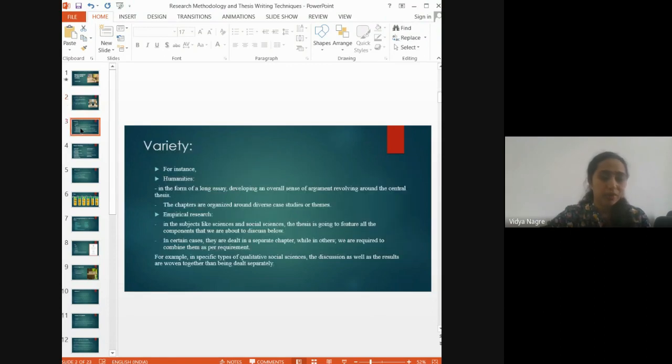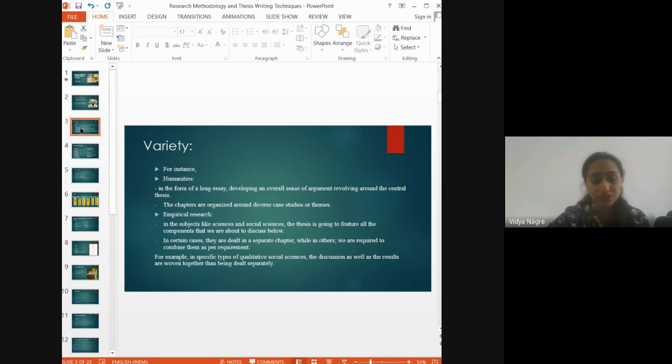Research varies according to the stream, the field of your study. So it is different in humanities and different in sciences or social sciences, but there are some parallel aspects which we will majorly be focusing on today. In humanities, it is usually in the form of a long essay, developing an overall argument revolving around the central idea of the thesis, whatever is your central theme. The chapters are organized around diverse case studies or themes.